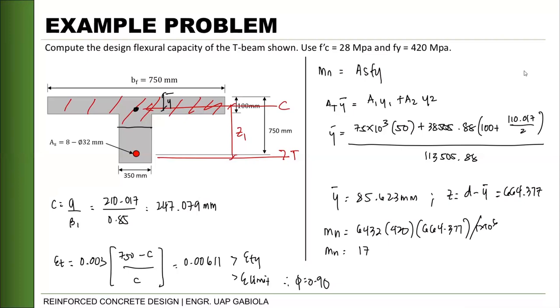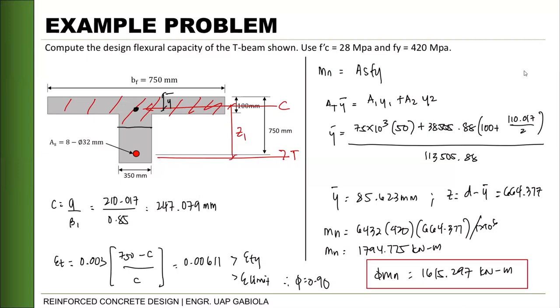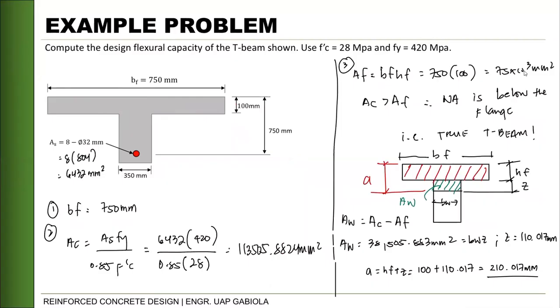Okay? So 1794.775 kilonewton meter. Then phi Mn, using phi of 0.9, that is 1615.297 kilonewton meter. Okay? So this is our answer, or the capacity of our T-beam when it is identified as a true T-beam.